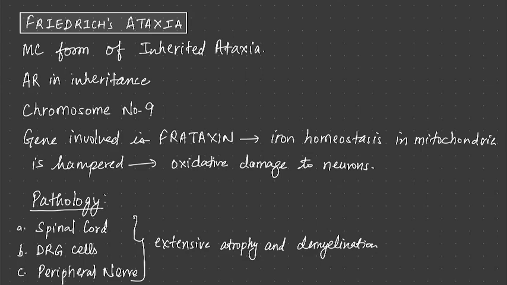In this video, we will be discussing Friedreich's ataxia. It is the most common form of inherited ataxia. It is autosomal recessive in inheritance. The chromosome involved is chromosome number 9 and the gene involved is frataxin, which is responsible for iron homeostasis in mitochondria. Its disruption causes oxidative damage to the neurons, causing degeneration of neurons in the spinal cord and periphery also. What is the pathology?